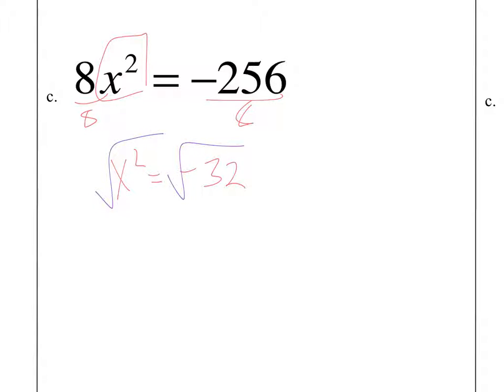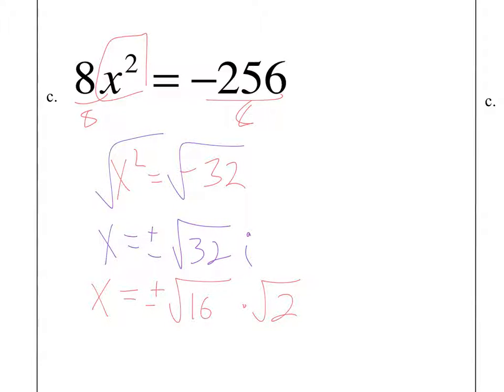I know this is going to be an imaginary number, so we get x equals plus or minus the square root of 32 times i. I'd like to take this further by breaking this down. I could rewrite 32. The biggest perfect square factor I can find in here is going to be 16. So it'd be 16 times 2, because 16 times 2 is 32. And then an i. Square root of 16 is 4. X is equal to plus or minus 4 square root of 2 i.